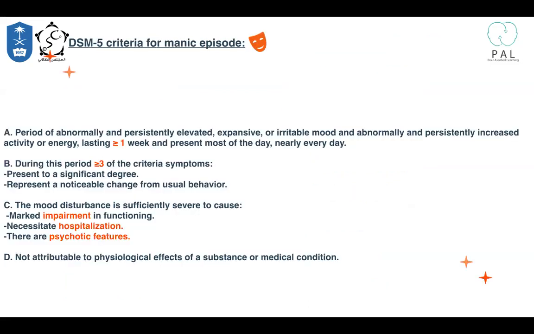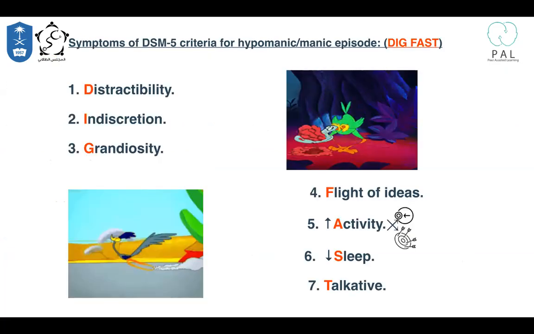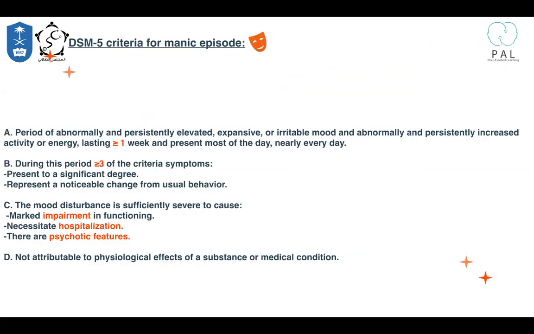طيب, فوش الشروط؟ إن لازم يكون عندنا period of abnormally and persistently elevated, expansive or irritable mood and abnormally and persistently increased activity or energy lasting at least 1 week and present most of the day, nearly every day. طيب, for duration 1 week. طيب, during this period at least 3 of the criteria symptom هذه اللي ذكرناها على الأقل 3 منها present to a significant degree and represent a noticeable change from usual behavior.